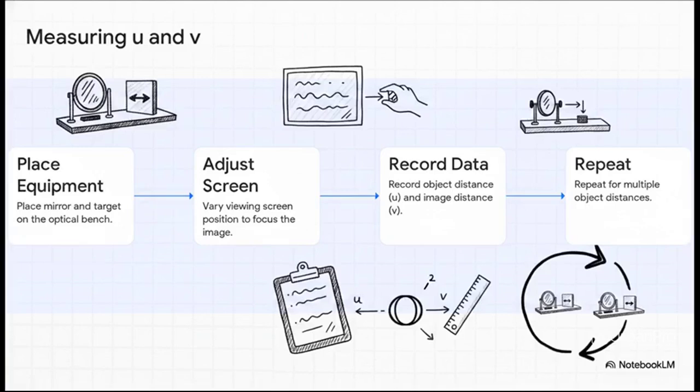Now, Step 4, absolutely crucial. We don't just do this once, we repeat the process to gather multiple data points. Because good science requires robustness. We can't just rely on a single lucky calculation. We need a whole series of object and image distances, moving that target closer and further away, just to iron out any margins of error.